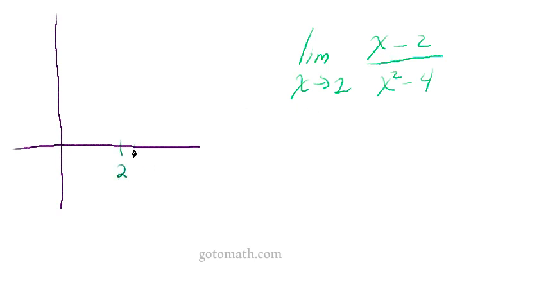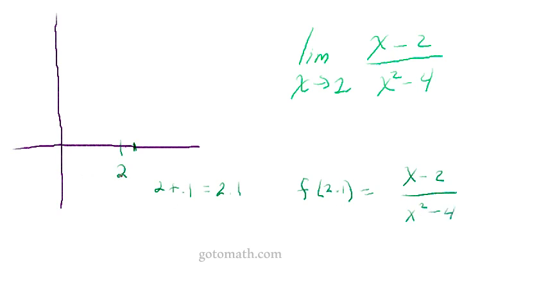Now the way we're going to do this is we're going to pick a number to the right of 2, and then we're going to get closer and closer to 2. This is called coming in from the right. For example, 2 plus 0.1, which gives us 2.1, and we're going to plug that into the function. And that function happens to be this up here, x minus 2 over x squared minus 4.